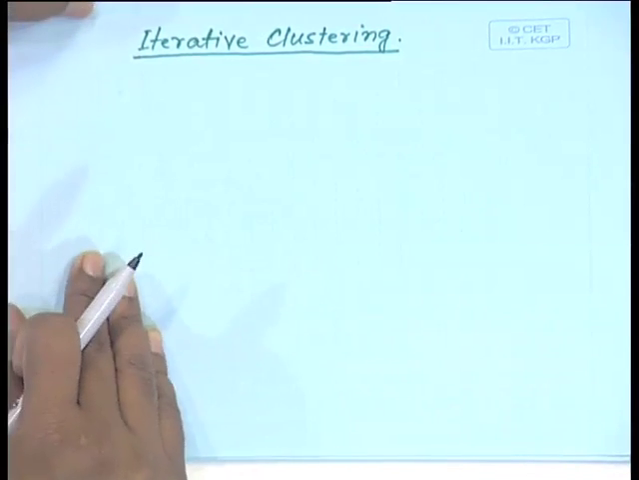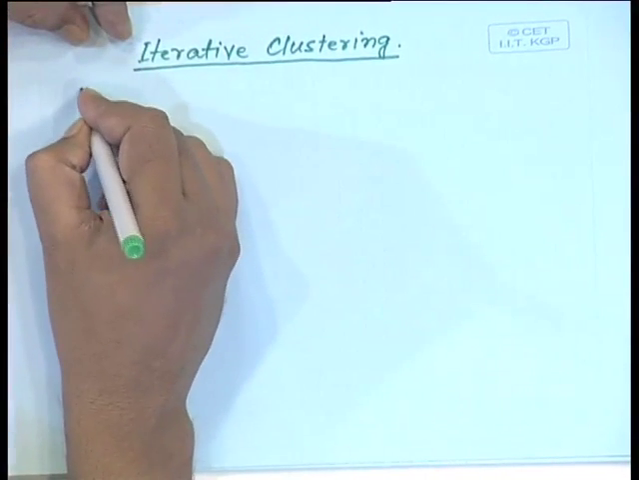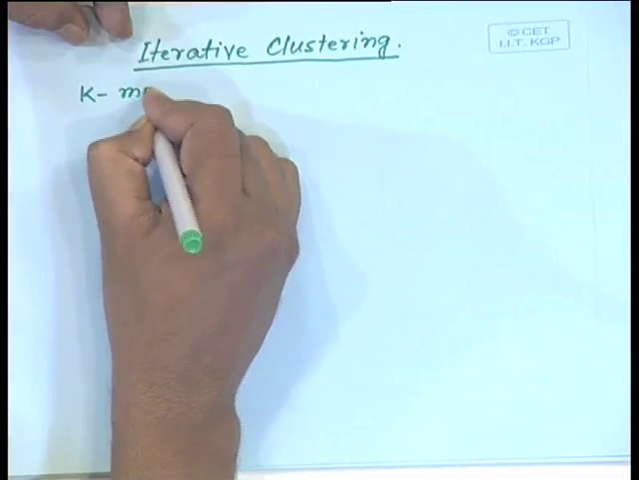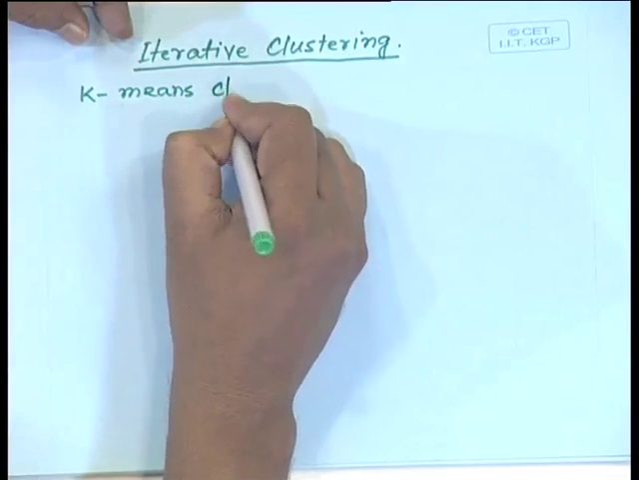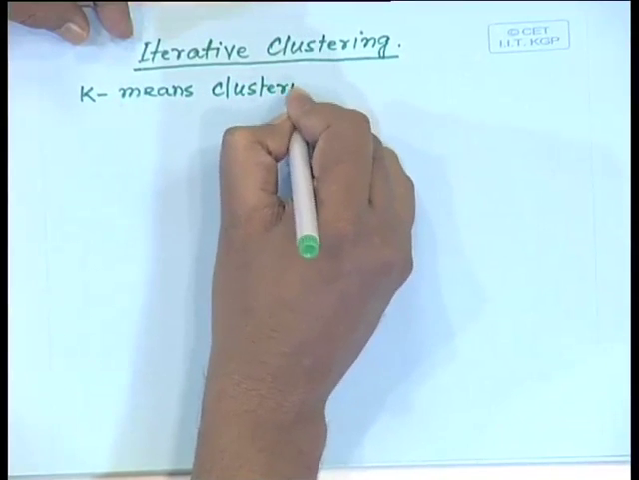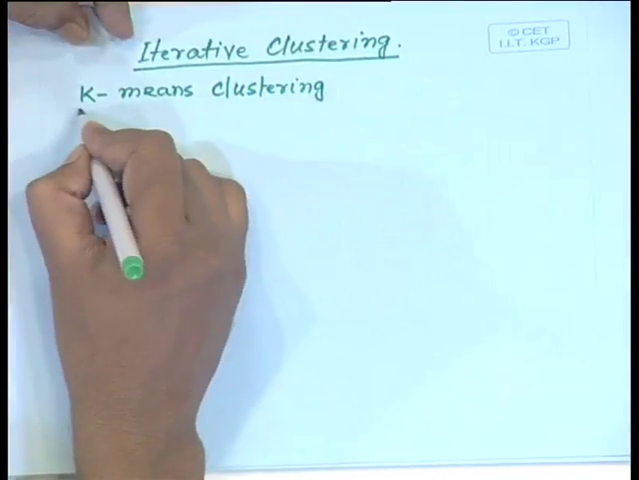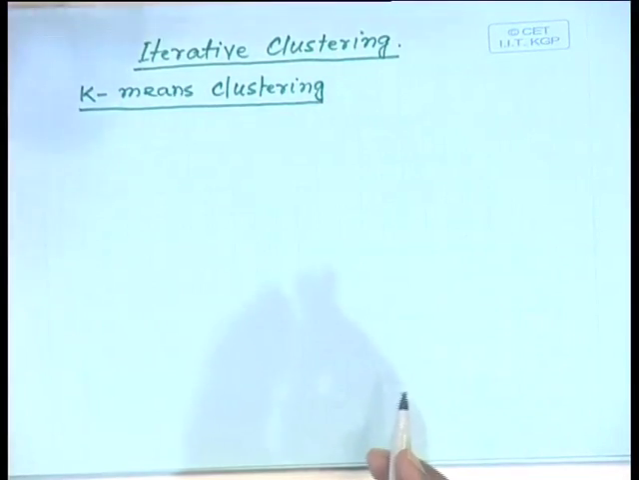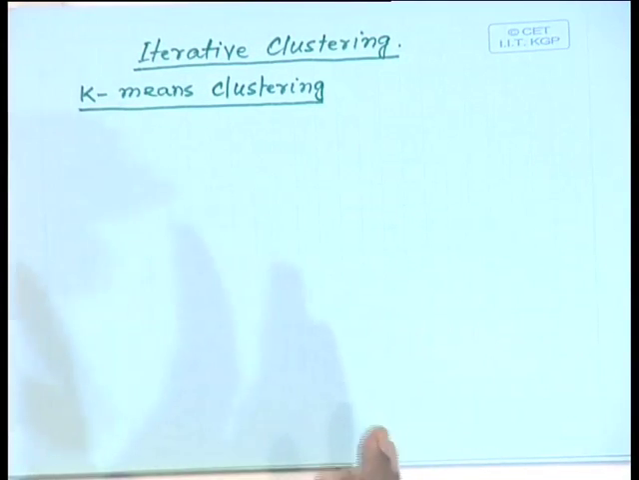So, one of the very popular iterative clustering techniques is called k-means clustering. Its concept is very simple. I assume that whatever be the set of given feature points, I will construct k number of clusters out of these feature points. Okay. So, the approach is something like this. Initially, you arbitrarily partition the set of data into k number of clusters.